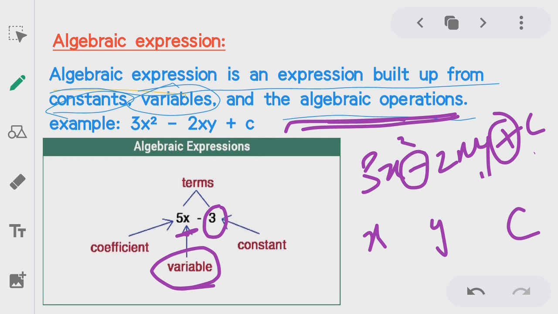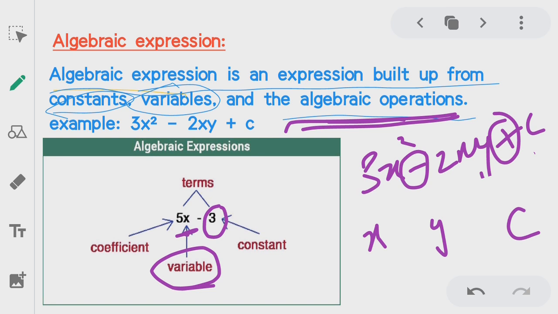What is an algebraic expression? An expression built up from constants, variables, and algebraic operations. I have given two examples. What are the two examples? 5x minus 3 is one example. The other one is 3x square minus 2xy plus c. When we talk about 5x minus 3, 5x is one term, 3 is another term. These two terms are operated with an operation, subtraction. That's why 5x minus 3 is an expression.